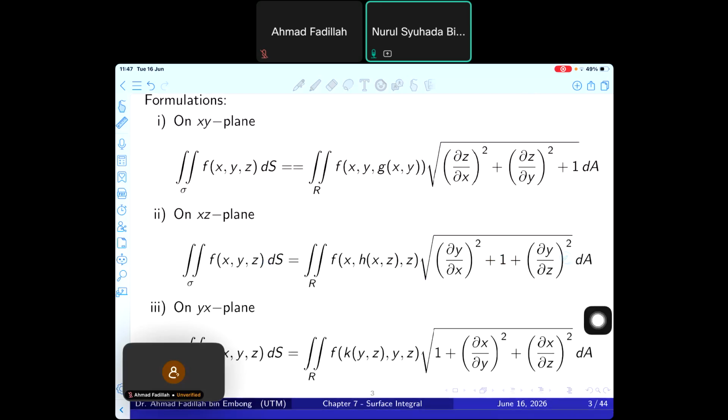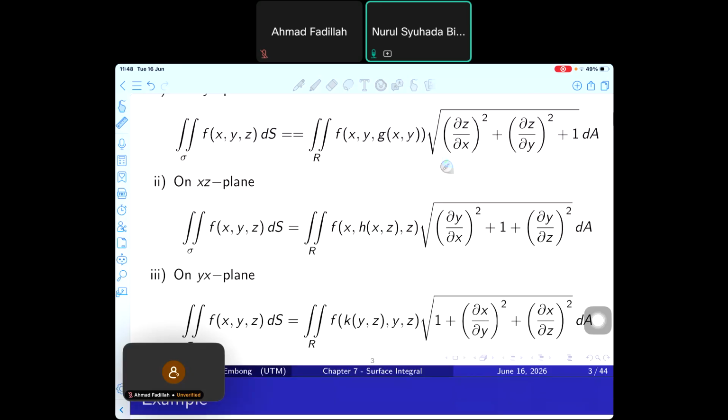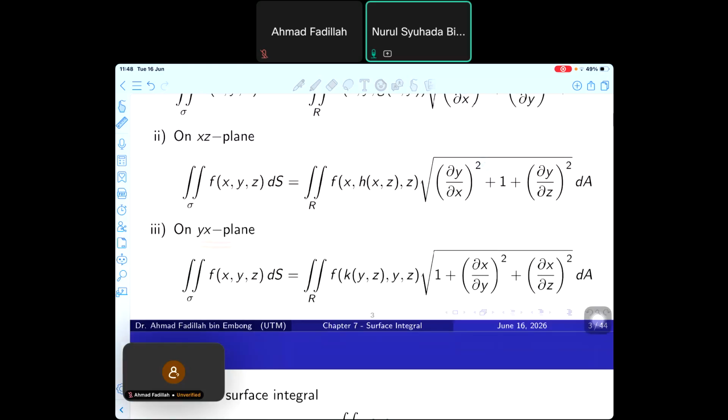Keep in mind, this dA depends on the given question. Sometimes it is much easier to evaluate in the Cartesian coordinate system, and sometimes it is much easier to compute in the polar coordinate system. And if you want to project onto the yz plane, then use that formula here.